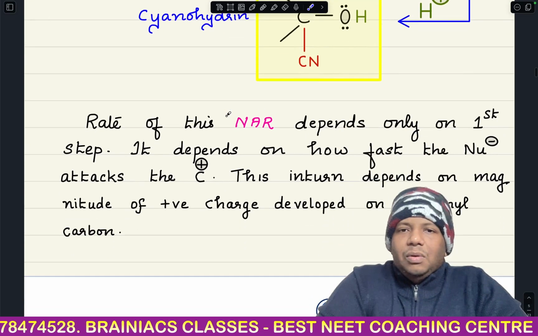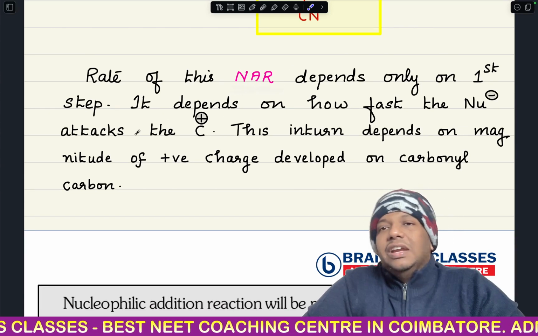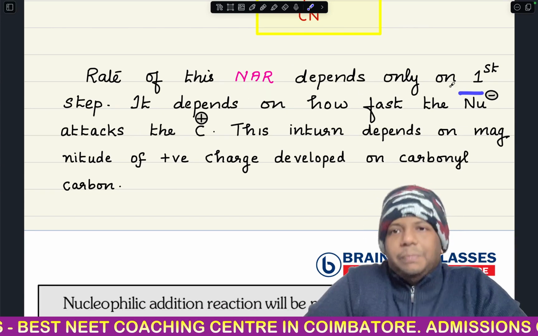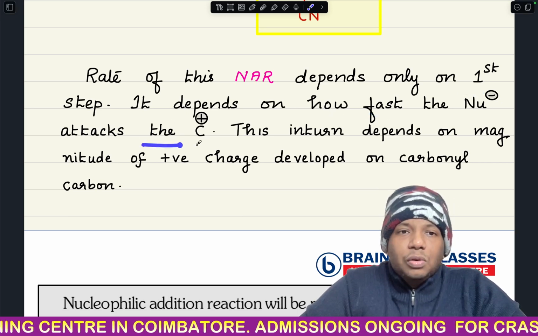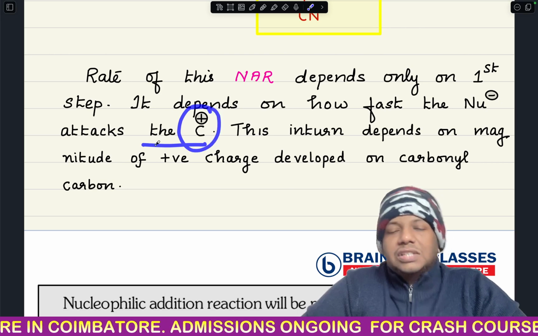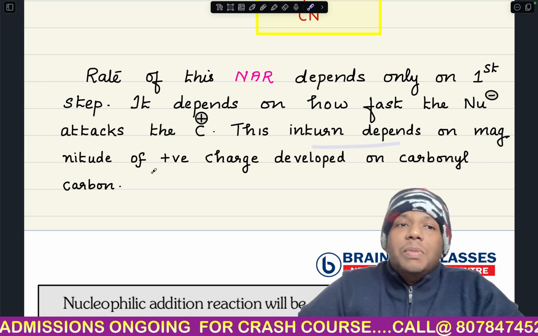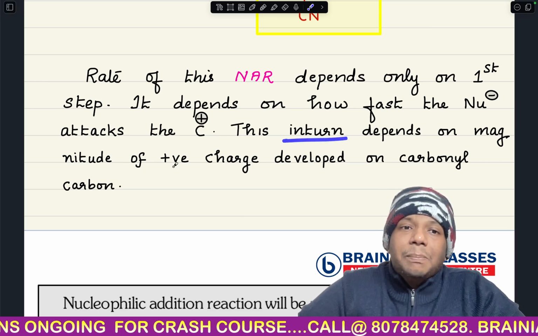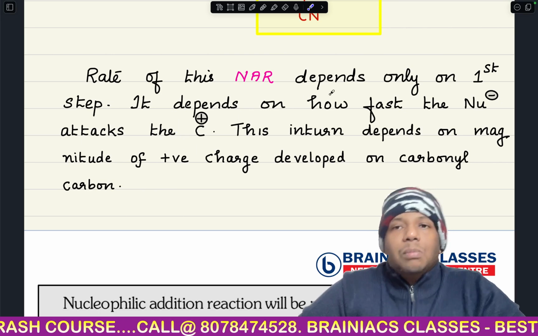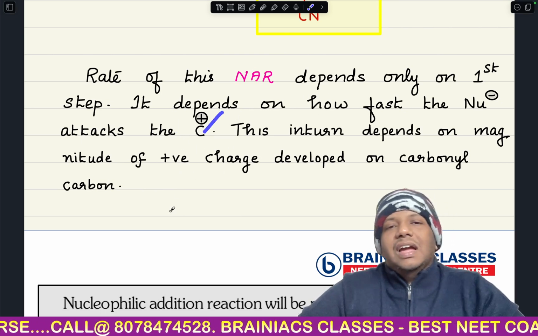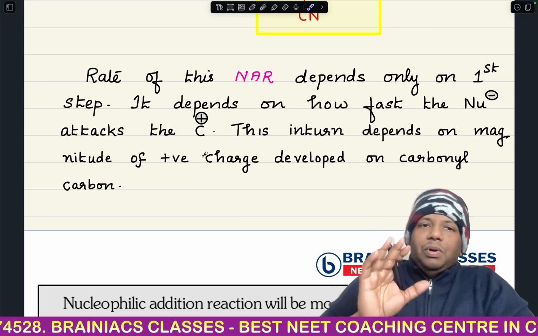Clear? Now I can easily say the rate of this nucleophilic addition reaction depends on what? The first step. So it depends on how the nucleophile can attack the positive charge on the carbonyl carbon. This in turn depends on what? This in turn depends upon the magnitude of the positive charge. The more the magnitude of the positive charge, the more easily the nucleophile can attack and the reaction will complete very fast. Understood? So I hope you understood the concept.